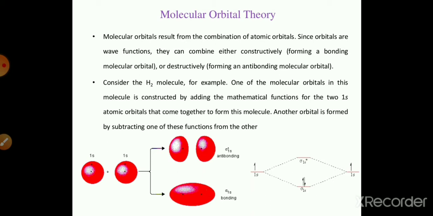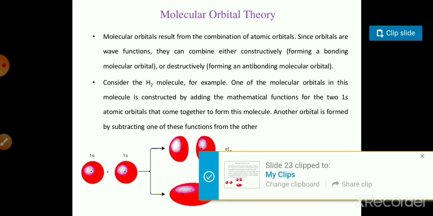The two s orbitals, 1s and 1s, have two electrons present in these orbitals. So one is for bonding and one is for antibonding. So you can see here the 1s, one electron in both s orbitals, and two electrons in the sigma 1s orbital, and there are no electrons in the sigma 1s star orbital.